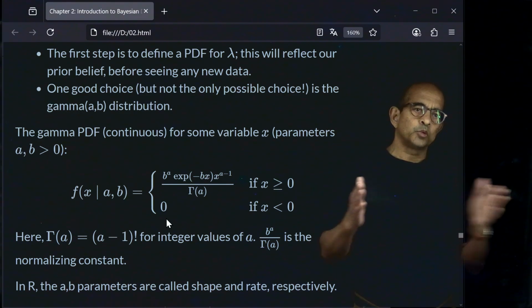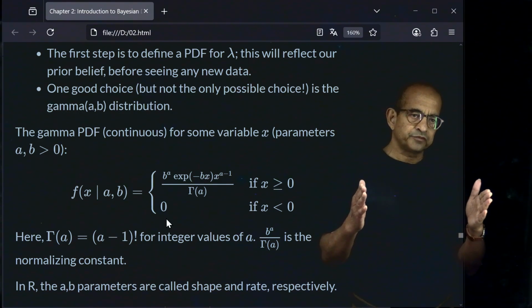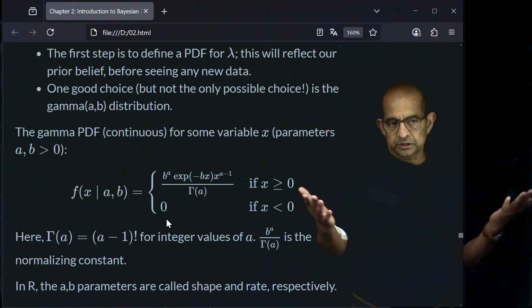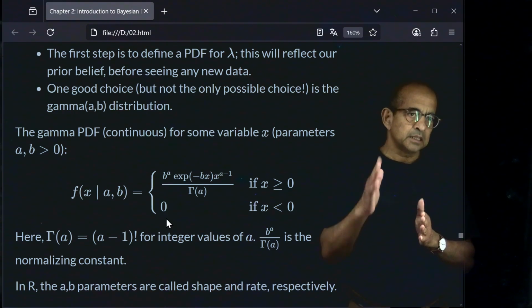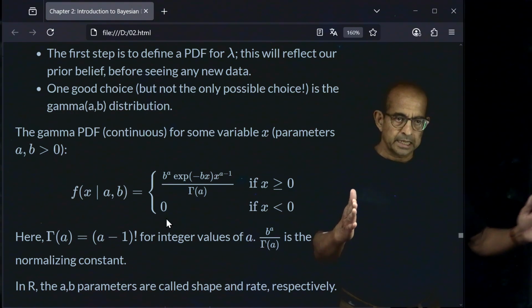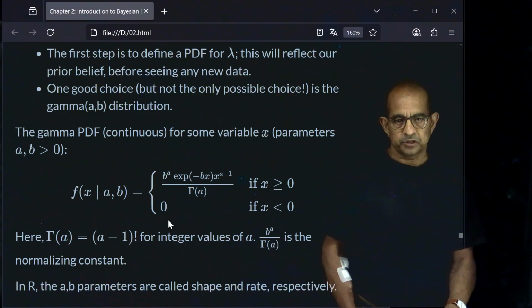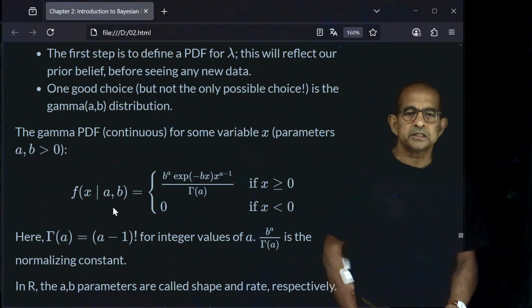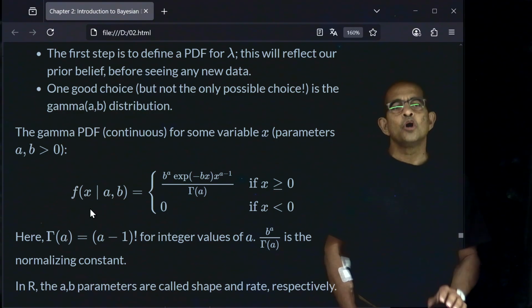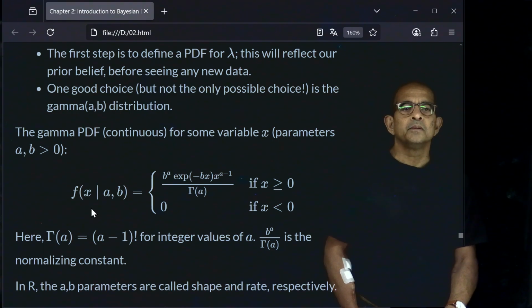So the support of the PDF for the gamma is positive, which is what we want, because lambda has 0 as a lower bound and can only have positive values. So the gamma distribution, the PDF for the gamma, is an appropriate distribution that we can use for defining a prior on the lambda parameter.